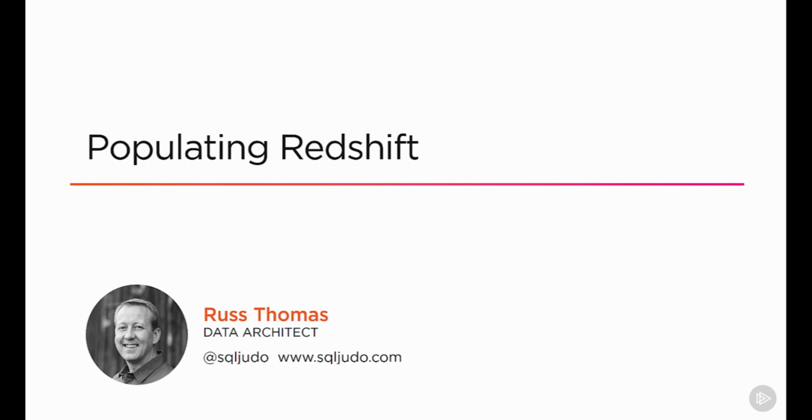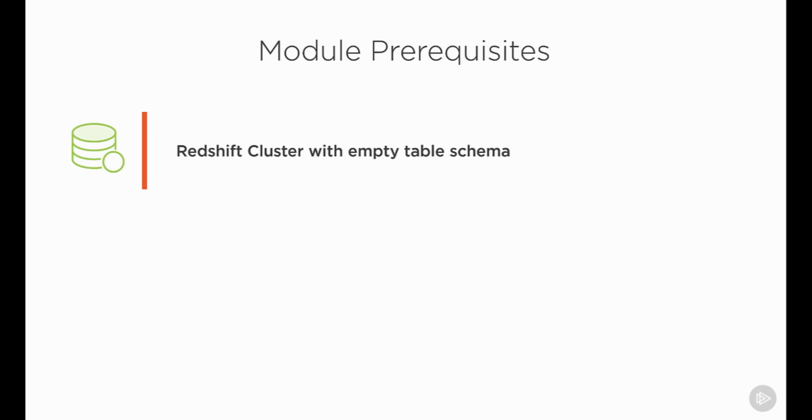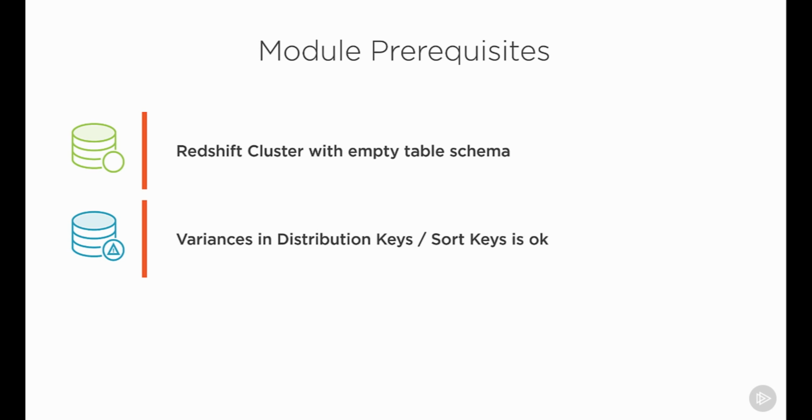In this module, we're going to tackle the task of populating the Redshift cluster that we've already built. If you did your homework, your cluster might be slightly different than the one that we started with. Possibly different sort keys, distribution keys, but the underlying schema should be the same so that we can continue working together with the same sample data.